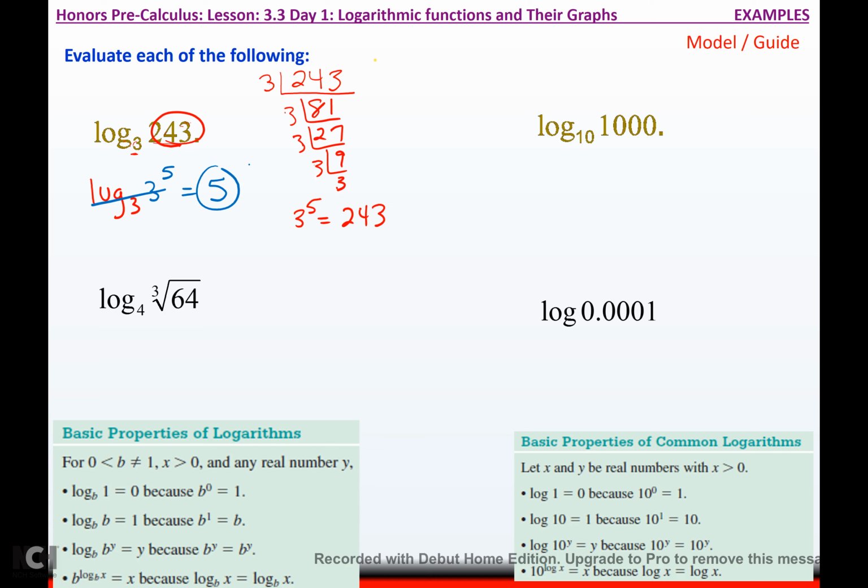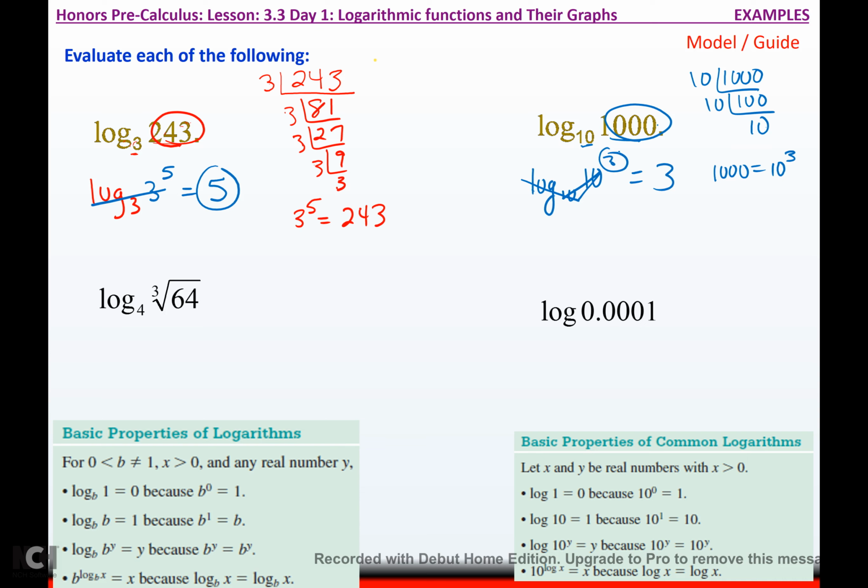Okay? Log base 10 of 1,000. Again, these don't match, but if I break 1,000 down by tens, 10 goes into 1,000 100 times, by 10 is 10. So would you agree that I could rewrite 1,000 as 10 cubed, which would give me log base 10 of 10 to the third, because I rewrote this as 10 to the third. Now they match, so my answer is 3.